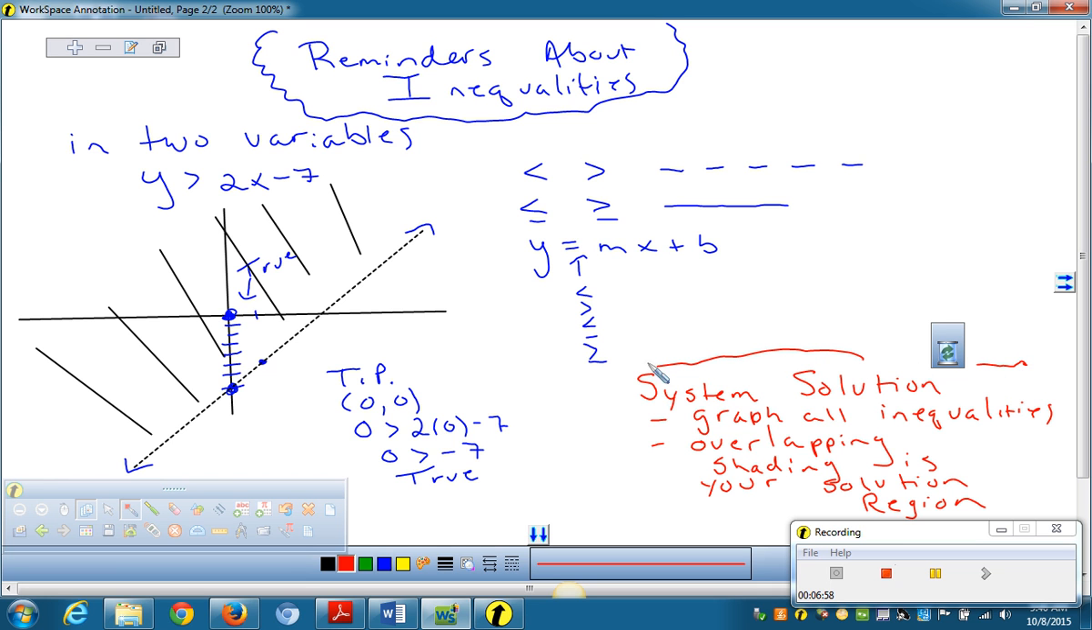Okay, so that's the key with systems of inequalities. We don't get a number for our answer. We get a graphical representation of a region where any point in that region will be a solution to the system. Okay? All right. Now, these two inequalities that I had you write down, flip your graph paper back over.